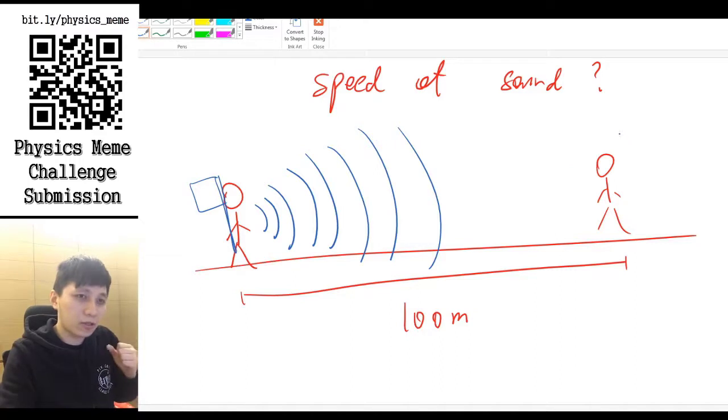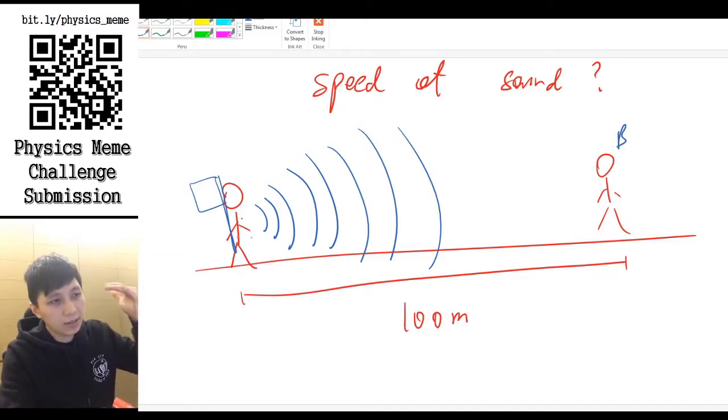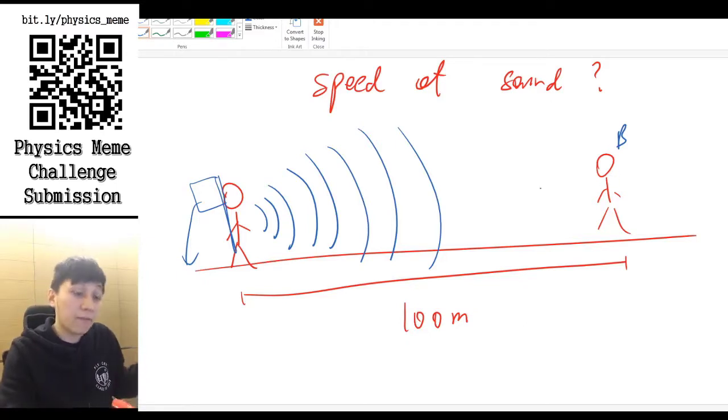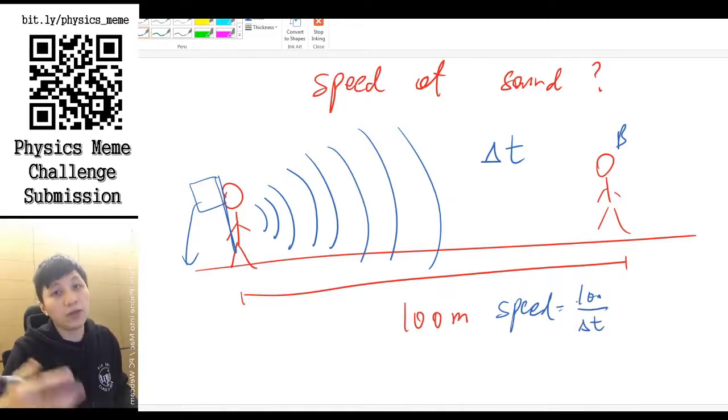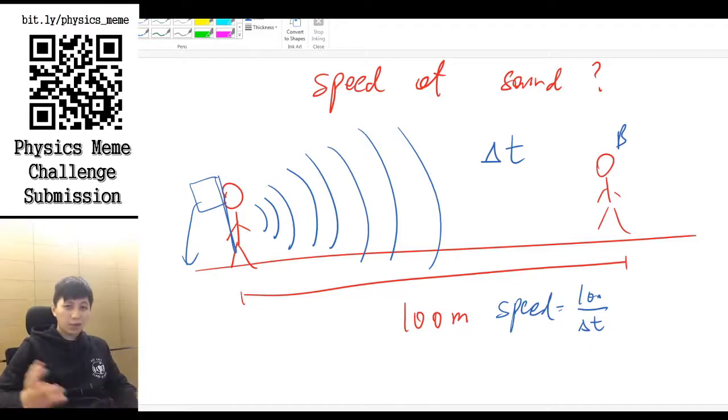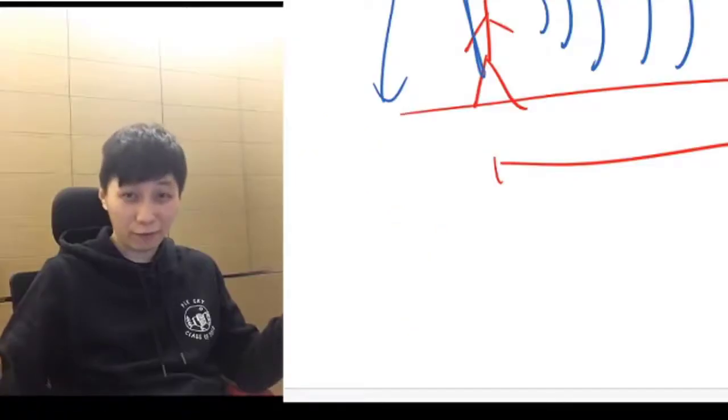And then student B on the other side, once he or she sees the flag go down, starts the timer and stops the timer when B hears the sound. By that, if you can find the delta t, then you can simply find the speed of sound by the equation speed equals 100 divided by delta t, distance over time. Then you can find the speed of sound. But this takes so much effort and you need a friend to help you, and maybe you don't have a friend.